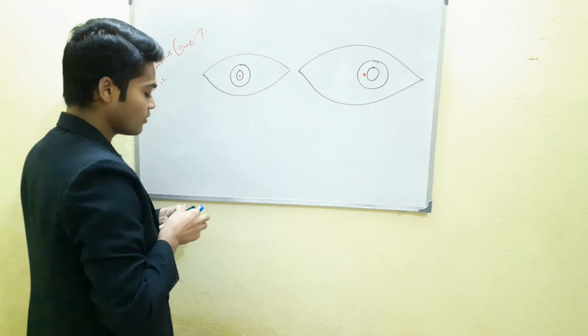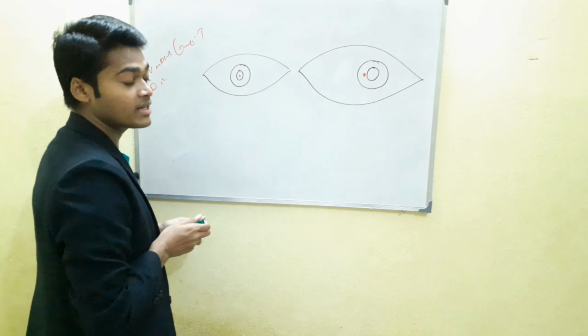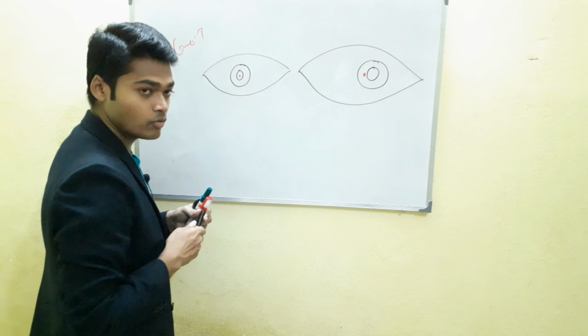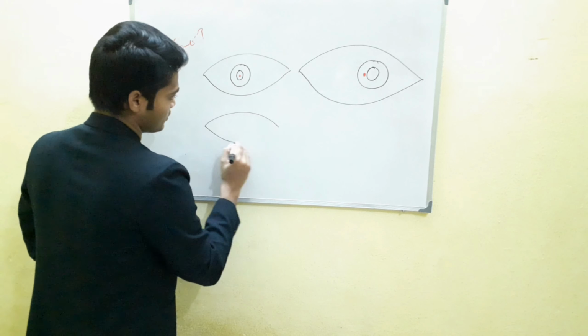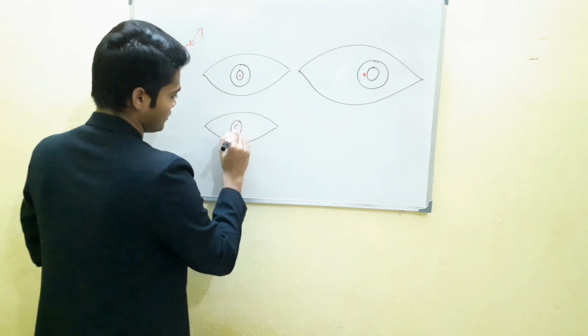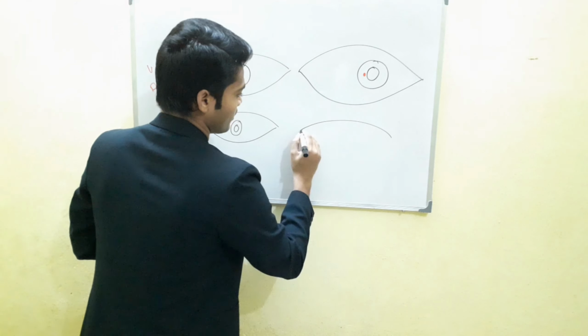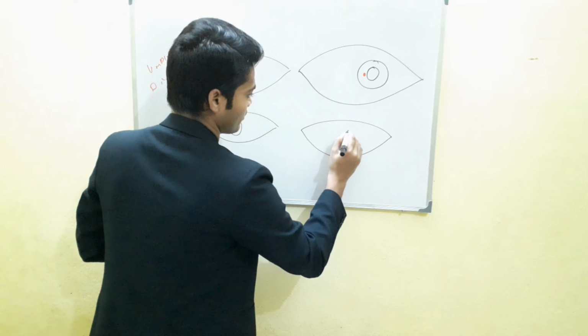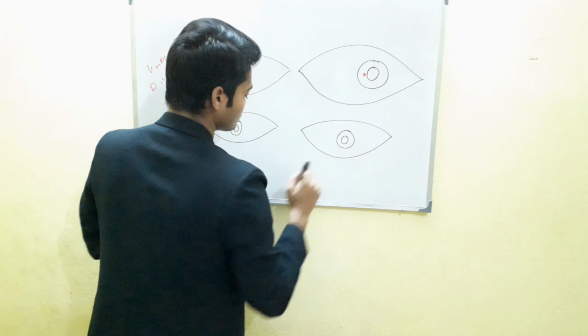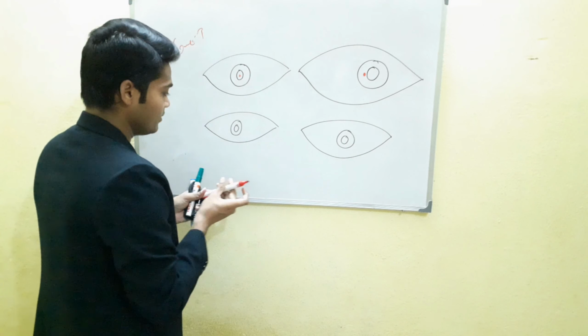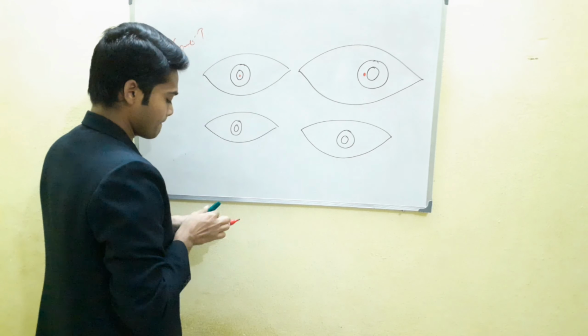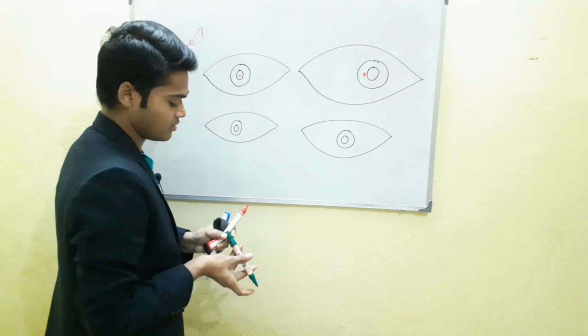If we cover this eye, then there are two possibilities, right? What will happen? Just look. The two possibilities: this eye remains like this, right, and this eye is here, right? What are the two possibilities? If we simply cover the eye, suppose I cover this part, right?